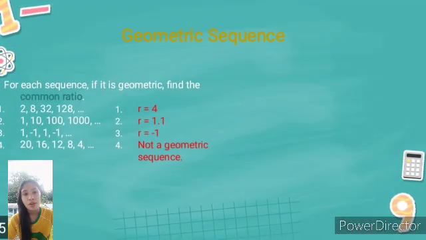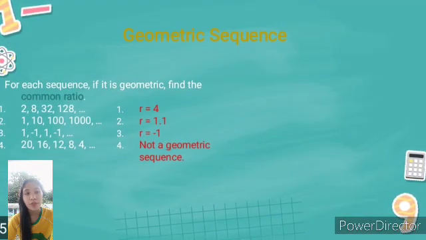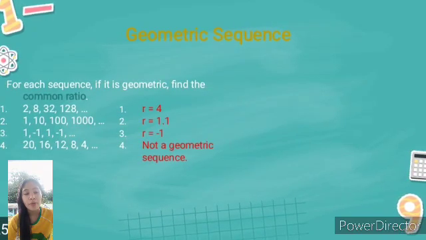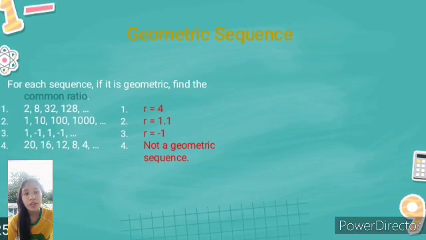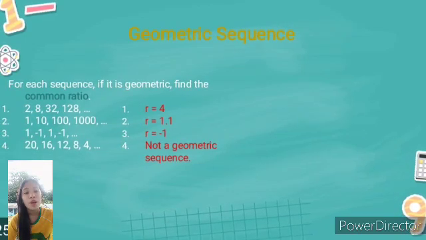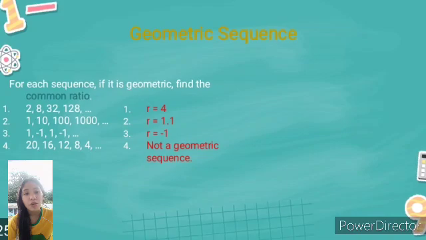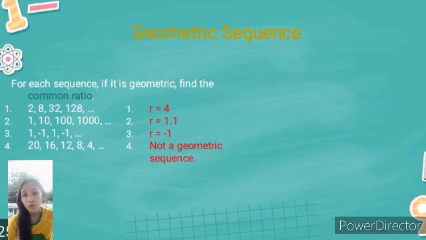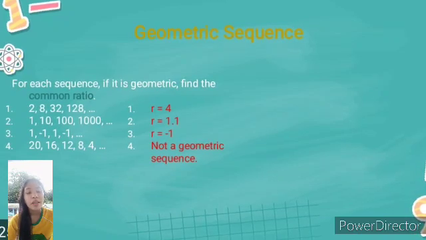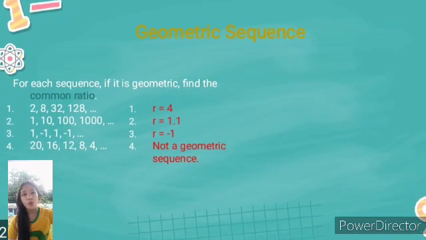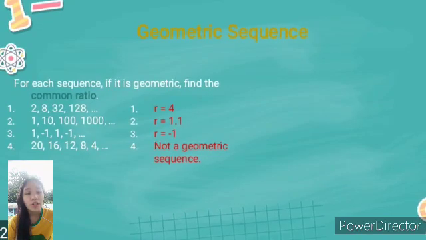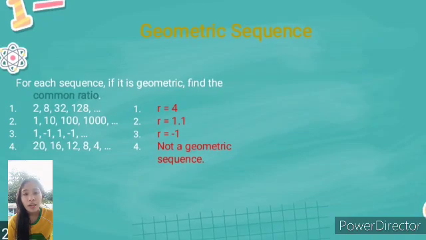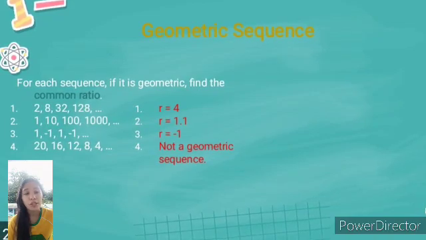Geometric sequence. For each sequence, it is geometric. Find the common ratio. Number 1: 2, 8, 32, and 128. So the answer is 4 because 2 times 4 is equal to 8, 8 times 4 is equal to 32, and 32 times 4 is equal to 128. The next one is 1, 10, 100, and 1000. So the common ratio is 10. Then 1, negative 1, 1, and negative 1. The common ratio is negative 1.